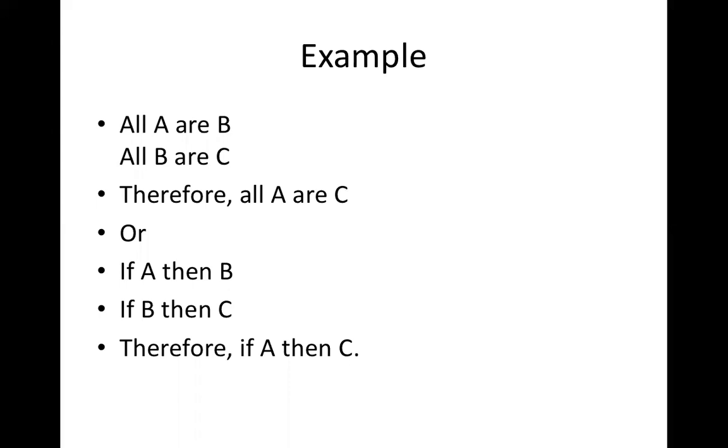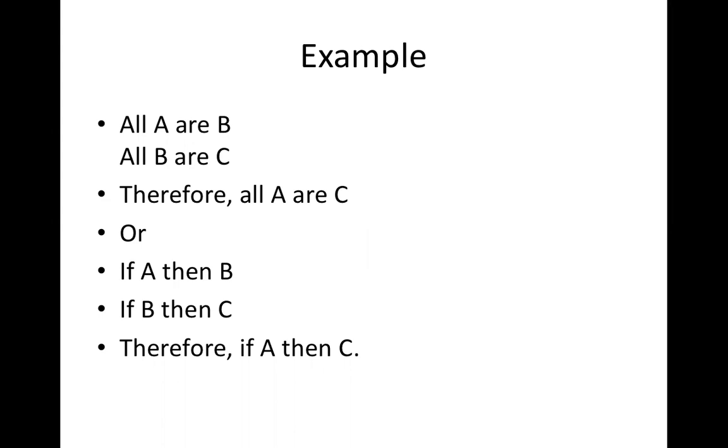You see that the consequent of the first premise has become the antecedent of the next premise. So the consequent of the first premise is B, and then B becomes the antecedent of the next premise. That is how you know a hypothetical syllogism. All A are B, all B are C.